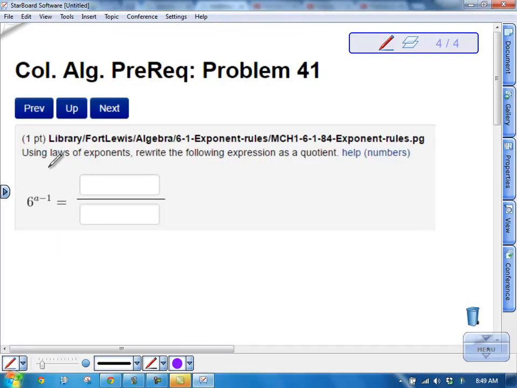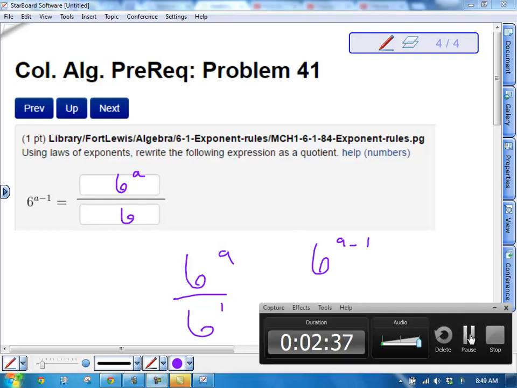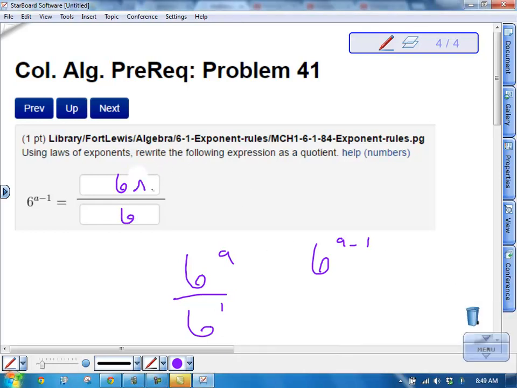Next problem then, using laws of exponents, we write the following expression as a quotient. So you can make this 6 to the a over 6, because when you have like bases and you subtract, you end up with 6 to the a minus 1, because this is a 1 right there. So you can rewrite this as 6 to the a over 6. You're going to have to use the caret as well, caret a.